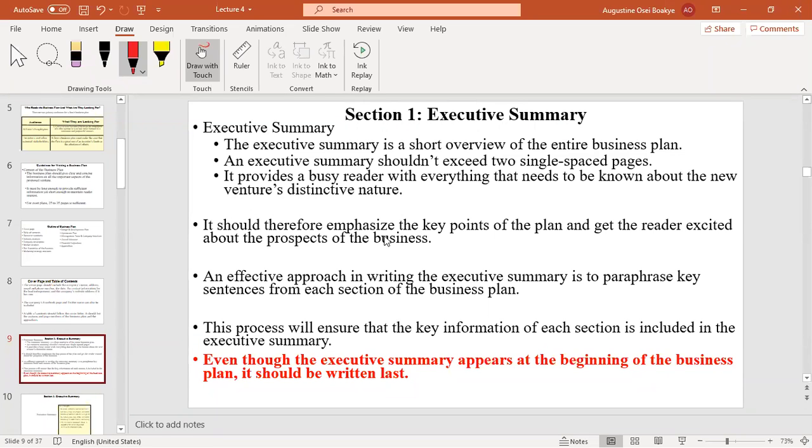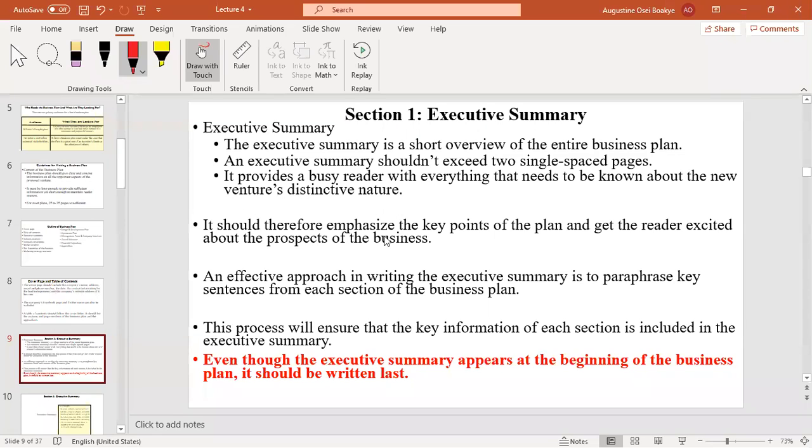So when a typical prospective investor grants you the audience to go through your business plan, it is your executive summary that should be able to incentivize them to put their money into your business. So you have to take your time to do it very well.